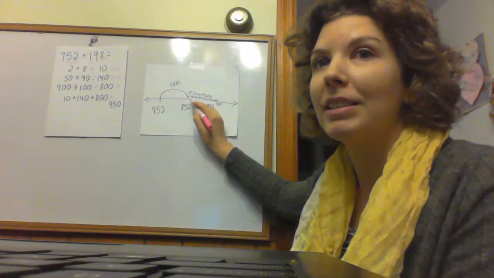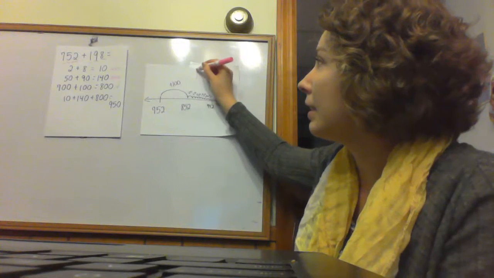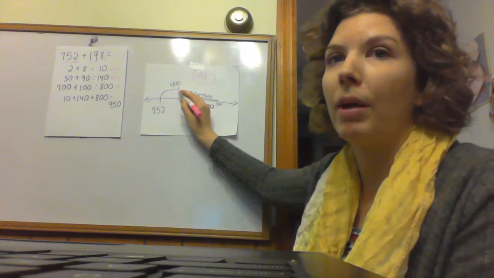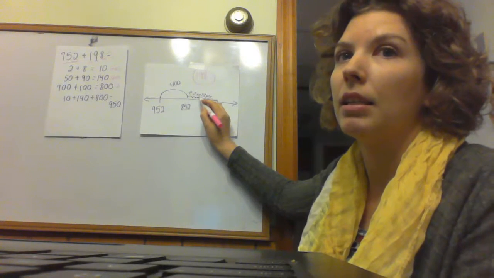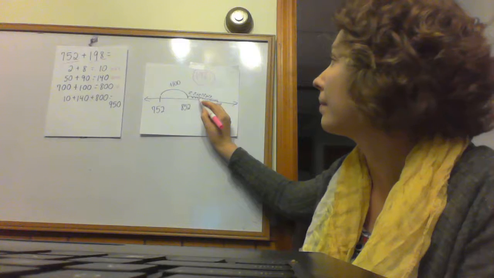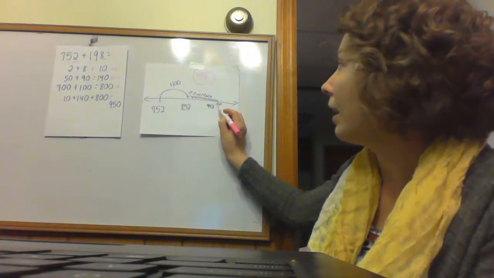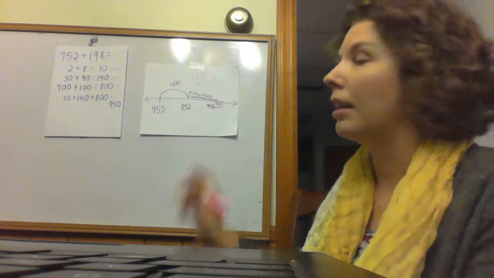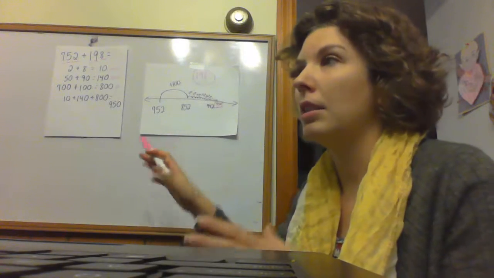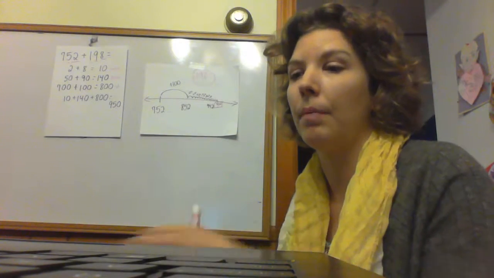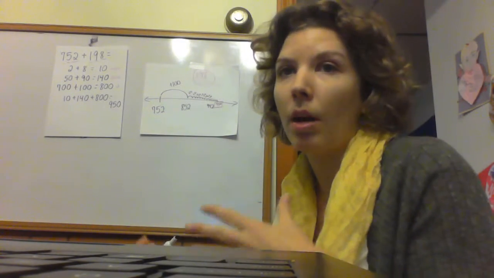Then I've made some 10 jumps. I was working with the number 198. So I made my 100 jump, and I had to make 9 jumps of 10. Then I made 8 little jumps of 1, and I ended up again at 950. Now, with the number line, its actual term is the open number line because the students can decide where or how many jumps they want to make.